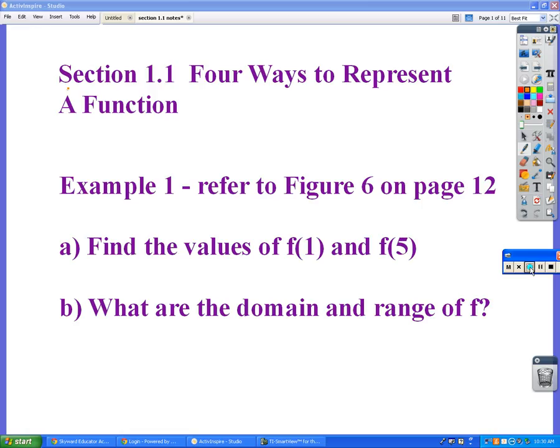Here's another example. The human population of the world, P, depends on the time t. The table gives estimates of the world population at any time t. So that's an example of a function using a table, okay?